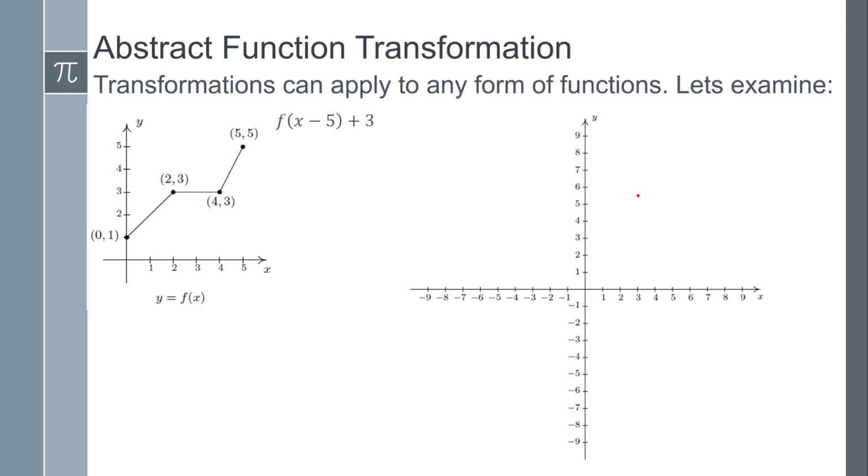What if I wanted to find f of x minus 5 plus 3? So that means my horizontal shift is positive 5, so I'm going to add 5 to the x. And then my vertical shift is positive 3, so I'm going to add 3 to my y. So we're going to add 5 and add 3 to each point. So my new point is (5, 4).